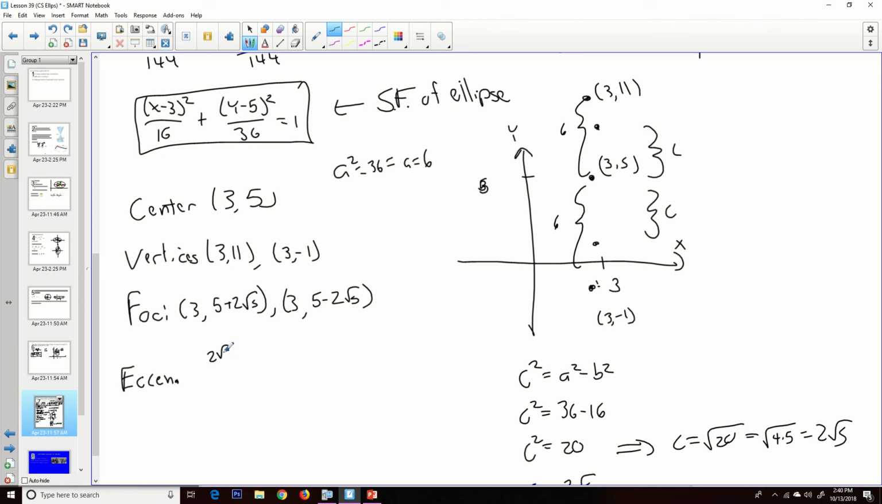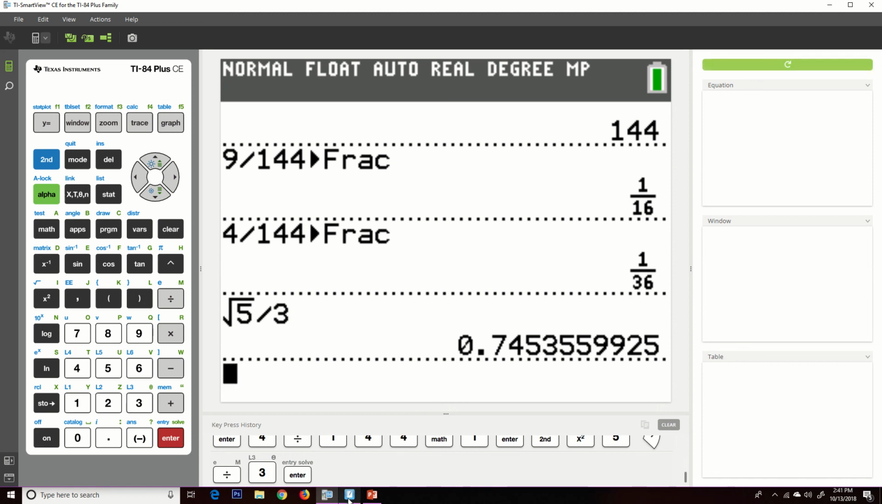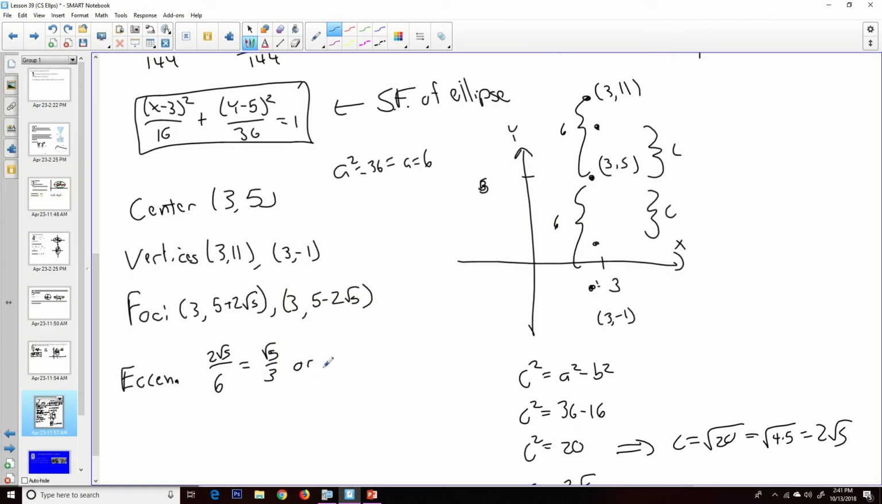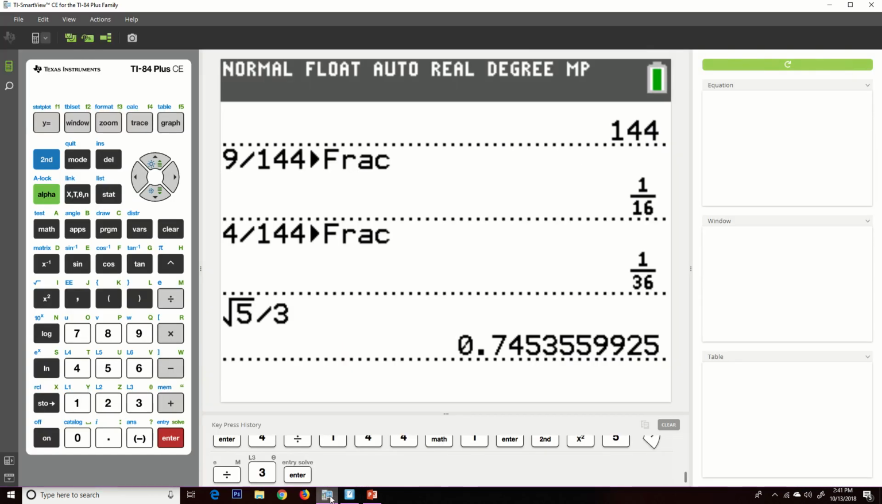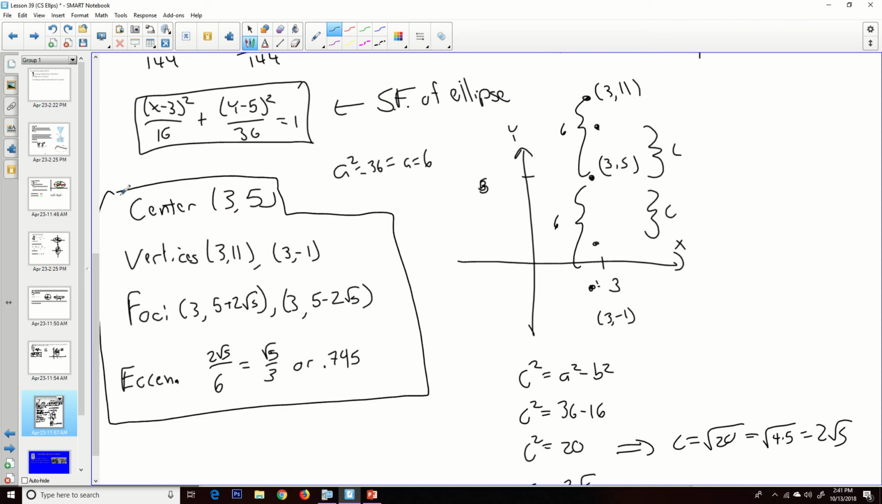It's going to be 2 square root of 5 over, what did I say, 6? That's my a. So it'll be square root of 5 over 3. So what is square root of 5 over 3? Square root of 5 divided by 3 is 0.74, let's go 3 places, 0.745. And so if I were to make a statement, this thing is more ellipse-like than it is circle-like. So I have answered all of those particular questions.